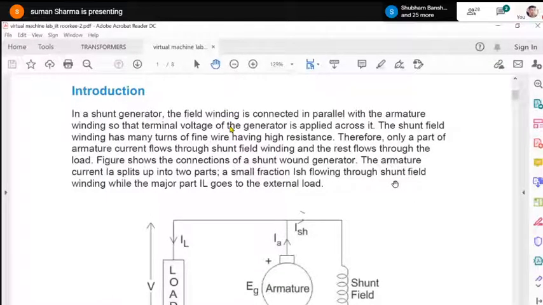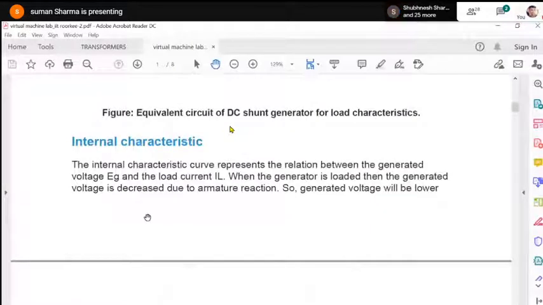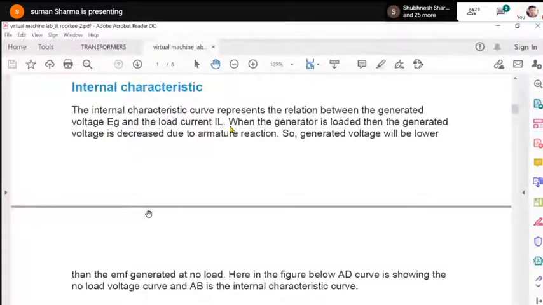Then the internal characteristic. What is the internal characteristic? It is a curve which represents the relation between generated voltage EG and the load current IL. When the generator is loaded, your load current IL will increase. Your armature current is increasing, so that is increasing phi A, and phi A will reduce the main flux phi M. So net flux will reduce, and generated voltage will reduce due to the armature reaction. The generated voltage will be lower than the EMF generated at no load condition.